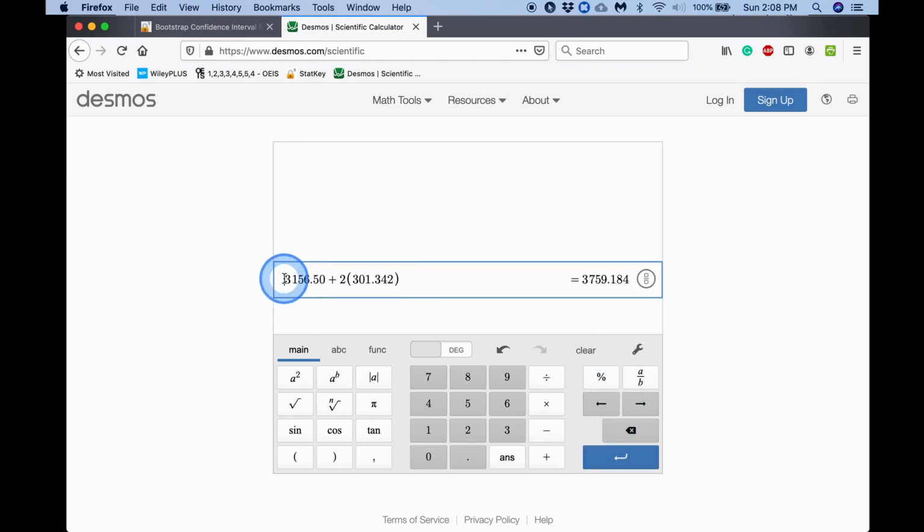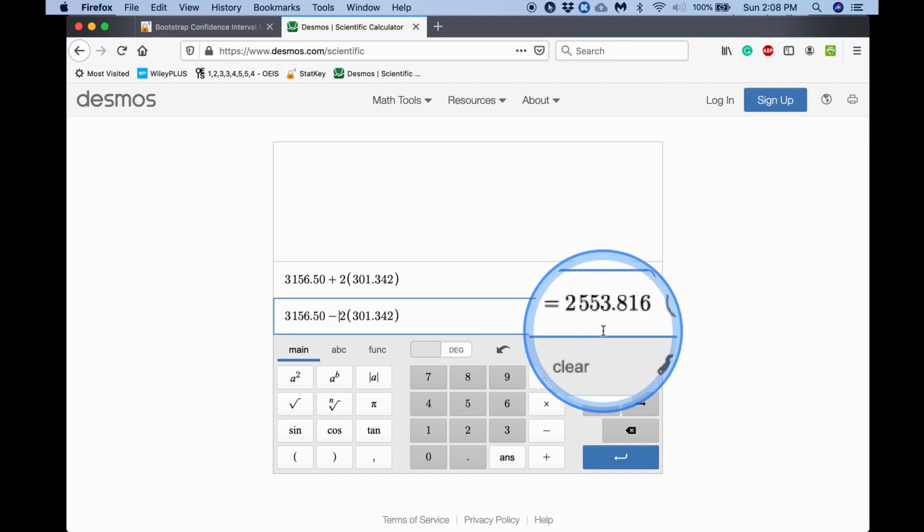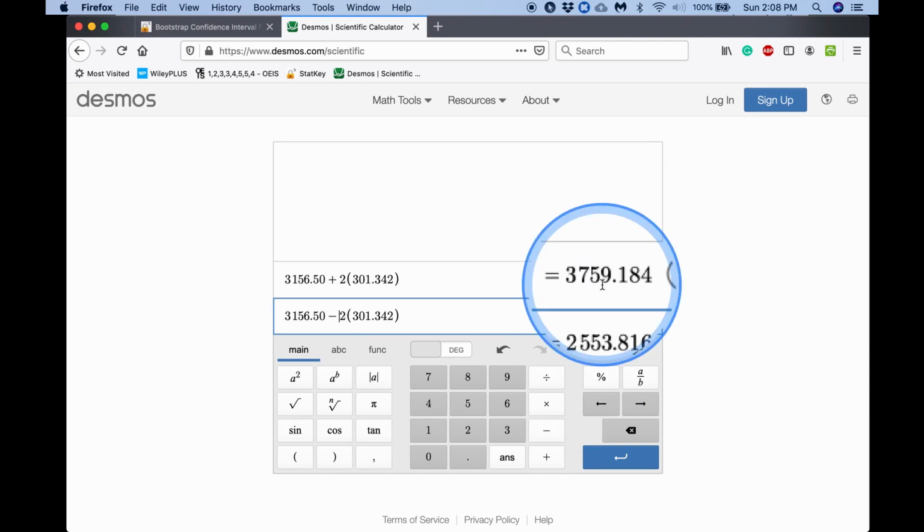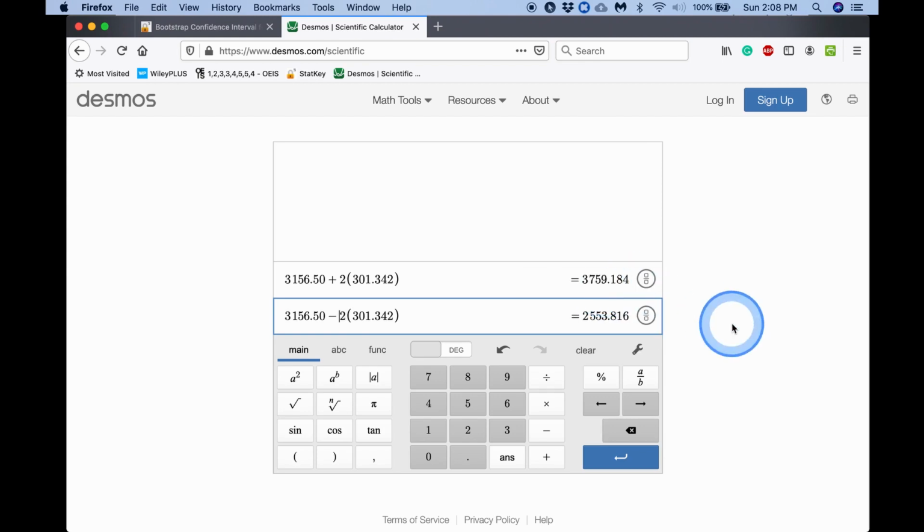Let's get our other endpoint. We'll get this by putting the minus sign between these two. And so we can see our range is going to go from, on the lower end, 2,553.816 up to 3,759.184. So we are 95% confident that the interval from 2,553.816 to 3,759.184 covers the true average price of an apartment in Manhattan.